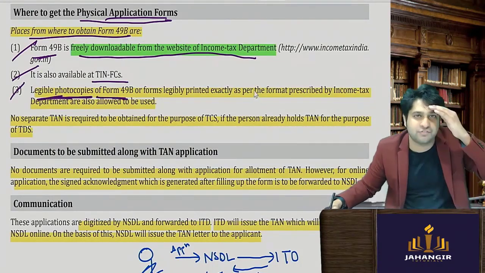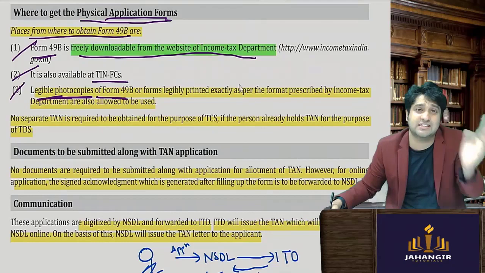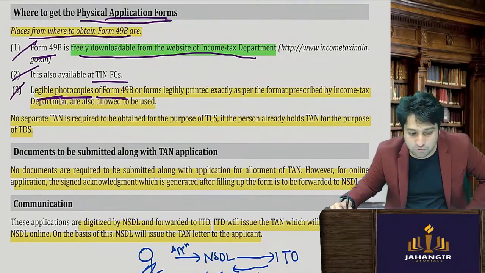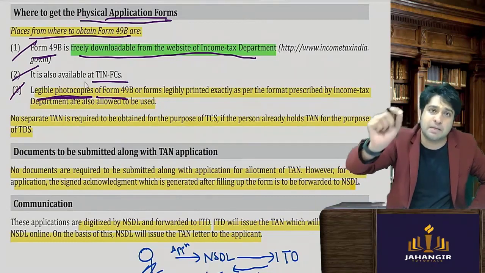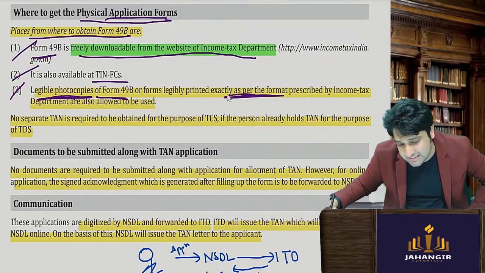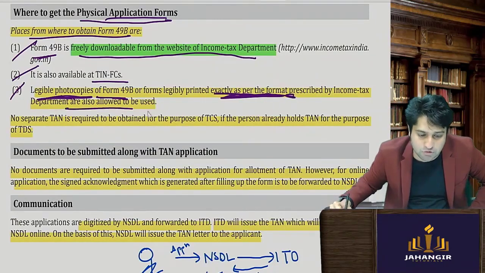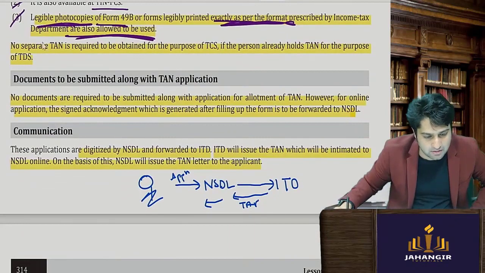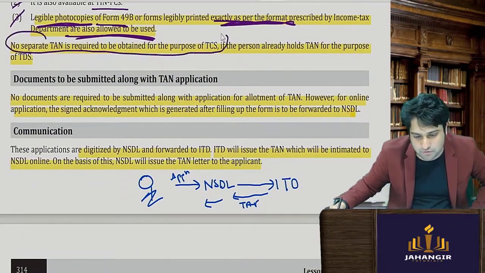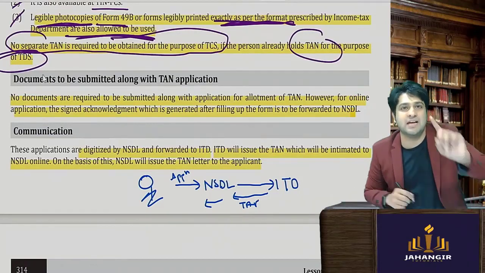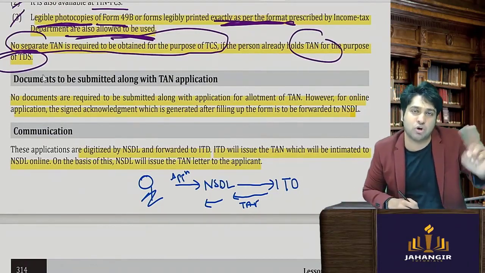Now they have said that in case you can't find it, if it is exactly the same content, you can still file with that also. So legible photocopies of the form, exactly as per the format, are also allowed to be used. No separate TAN is obtained for the purpose of TCS if TAN is already given for the purpose of TDS. TAN given can be used for TDS or TCS.